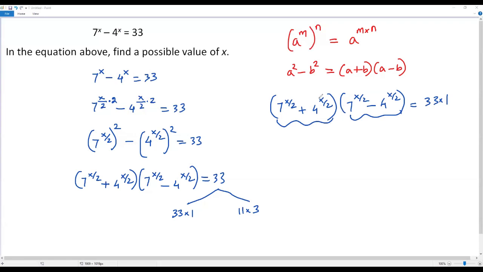So here in the first one, we have the addition of two positive values. Here in the second one, we have the difference of two positive values. The addition of two positive values will always be bigger than the difference of the same two positive values. So this one has to be bigger and this one has to be smaller.